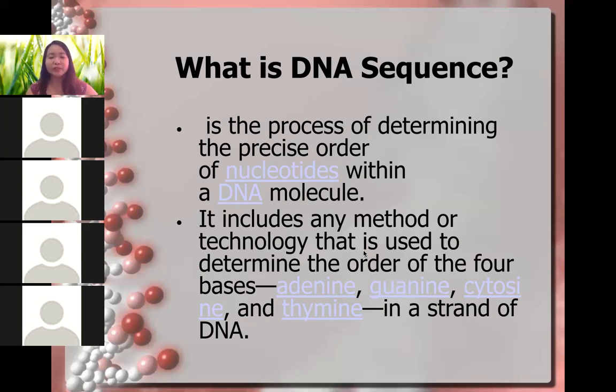Going back to DNA sequencing, it is any method that is used to determine the order of the four base nucleotides, we have the A, G, C, T: adenine, guanine, cytosine, and thymine, which make up the strand of DNA.